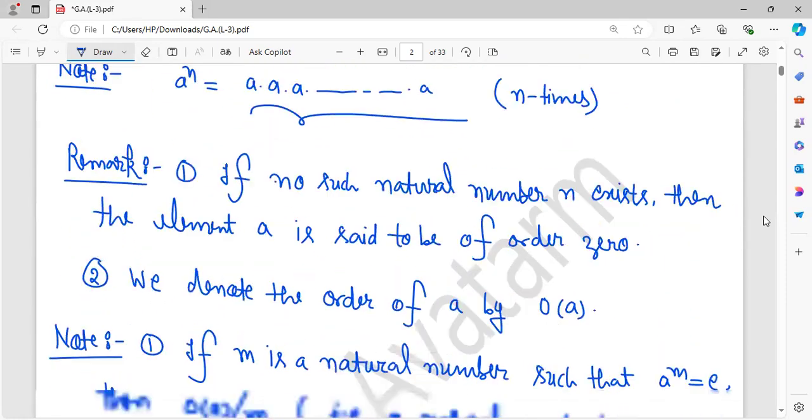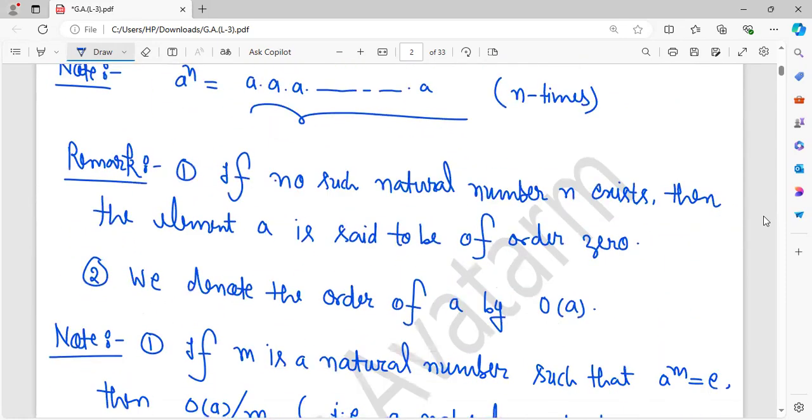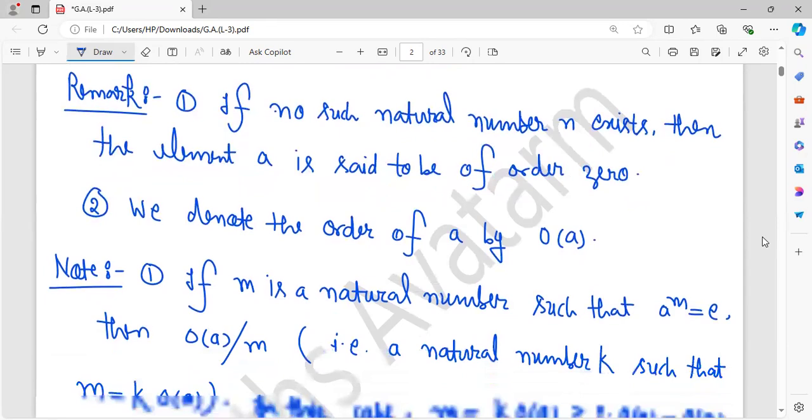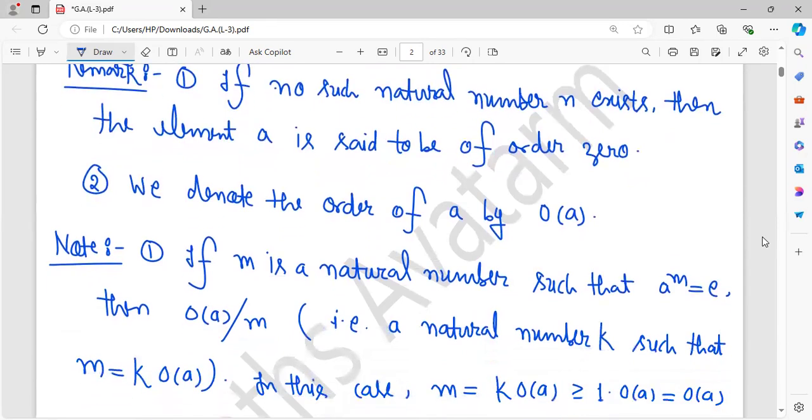Third remark I am writing here. A to the power 0 means identity. A to the power 0 is always identity. We always take this notation.